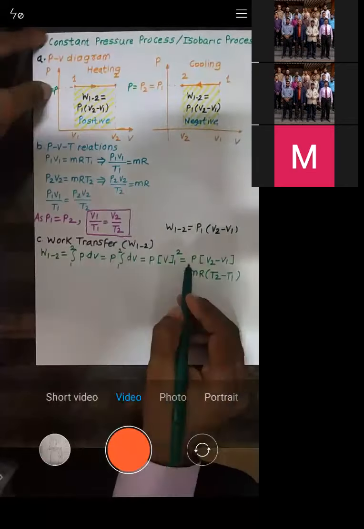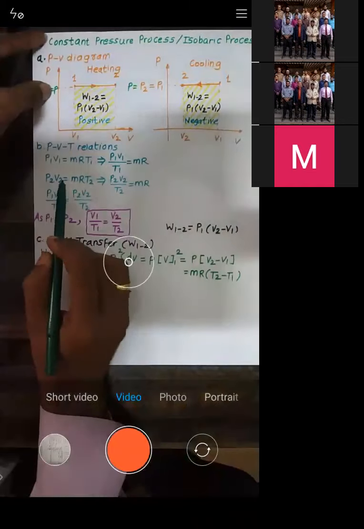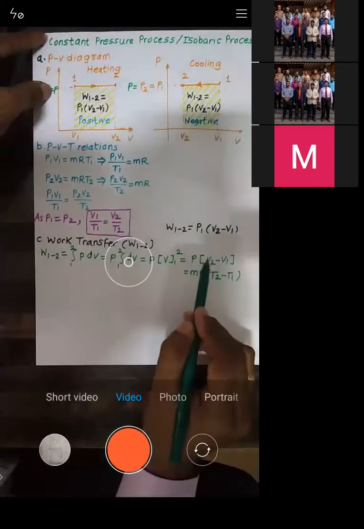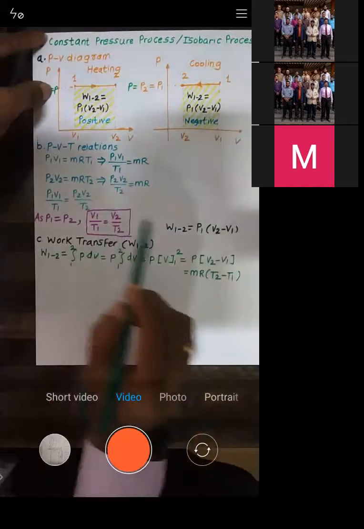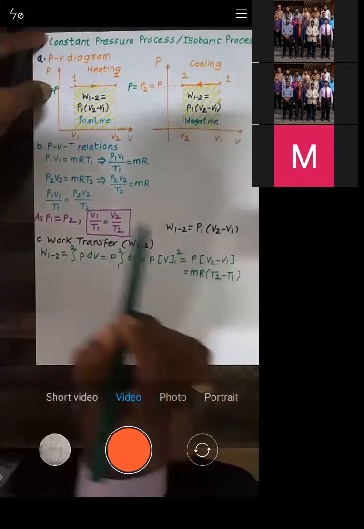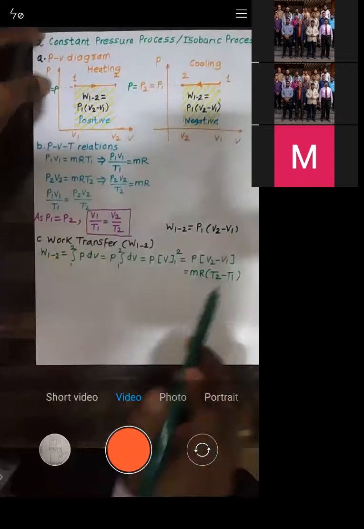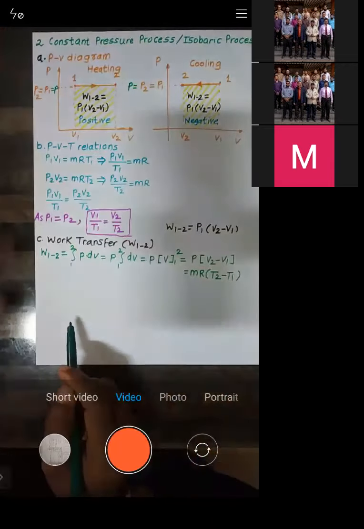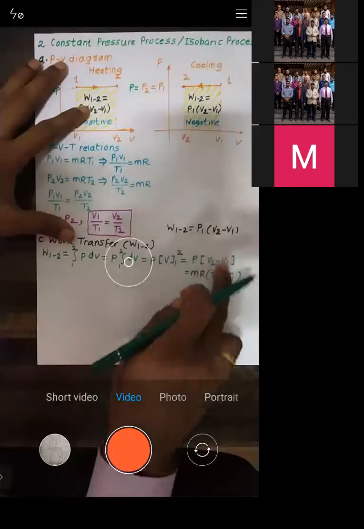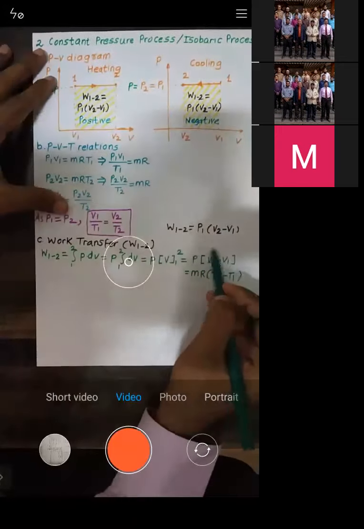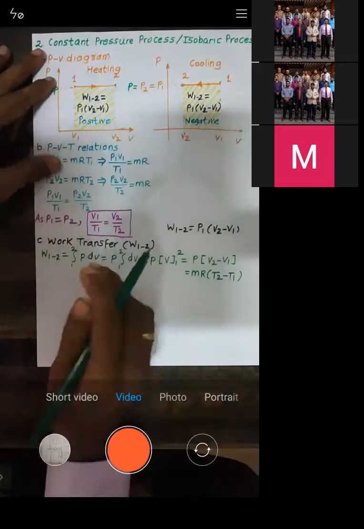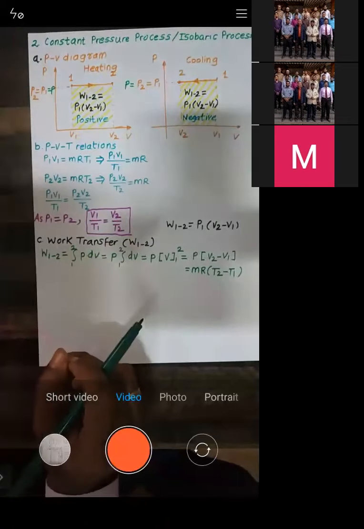Is it okay? You can see P into V2 is mRT2. Next, P into V1 is mRT1. So are you getting the same answer? You can check it, you're getting the same, whether you go graphically, or by the basic derivation, or by the basic formula.